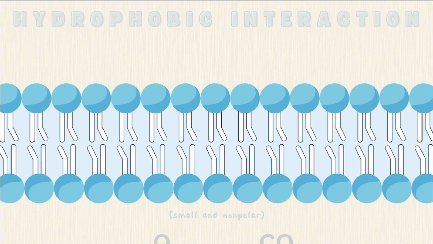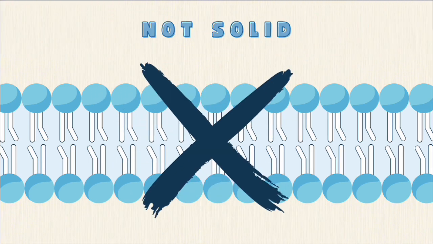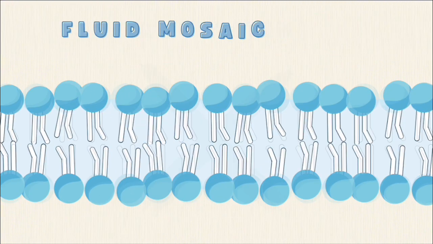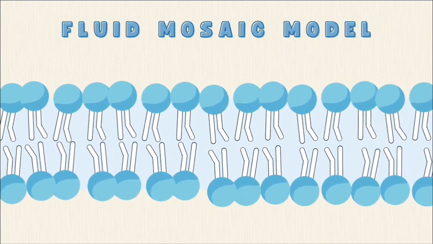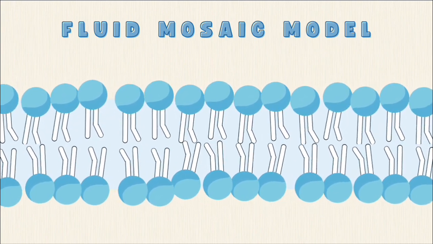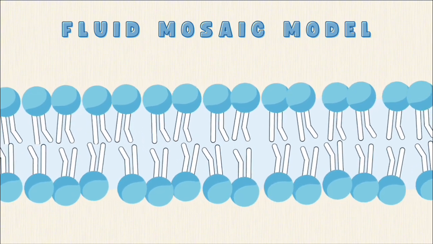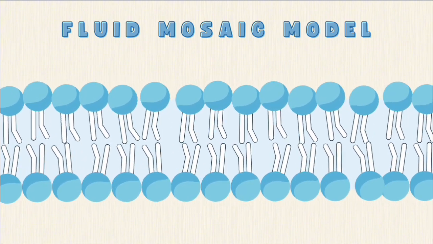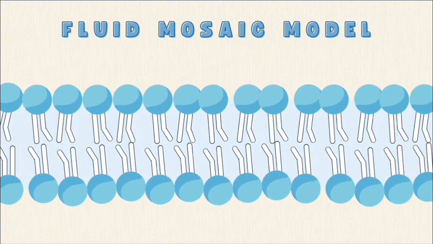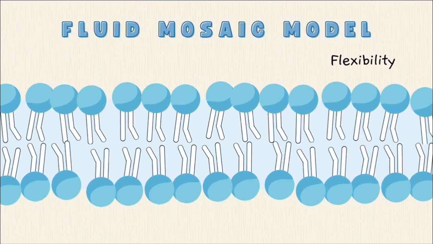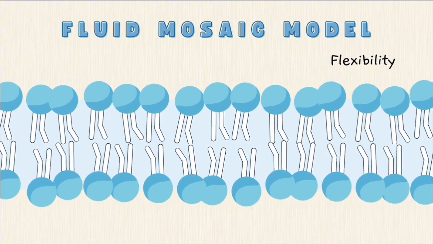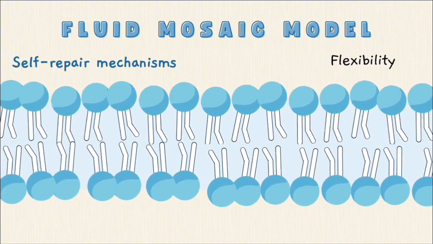But the cell membrane isn't just a simple barrier. It's more like a fluid mosaic, a dynamic structure made up of different components that all move around laterally like a liquid. In this fluid mosaic model, the membrane isn't rigid. Instead, the phospholipids can move freely, giving the membrane flexibility and even self-repair mechanisms.